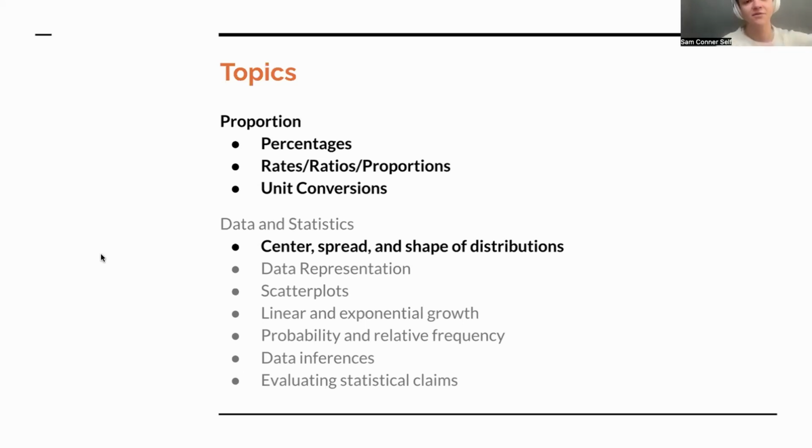So what the College Board generally includes in this kind of topic is proportions, so percentages, rates, ratios, and proportions, and then unit conversions, as well as center spread and shape of distributions. They also might ask about data representation, scatter plots, linear and exponential growth, probability and frequency, data inferences, and evaluating statistical claims.